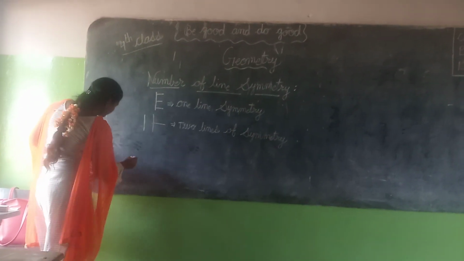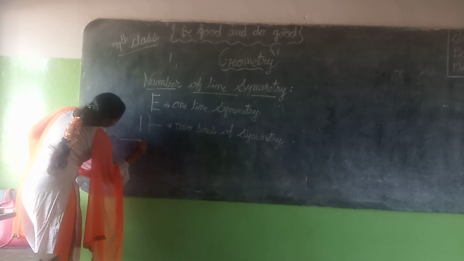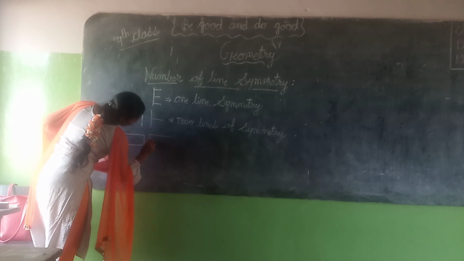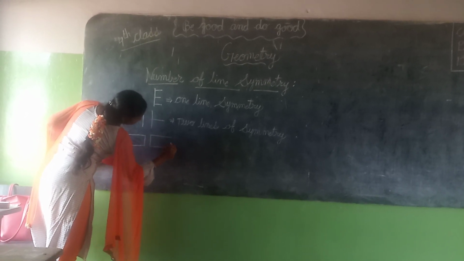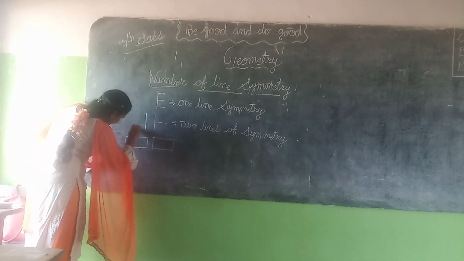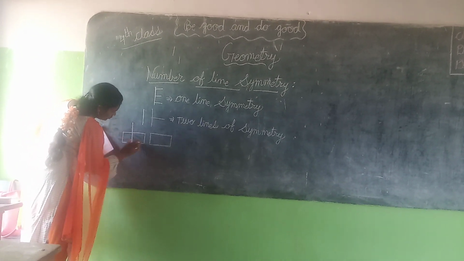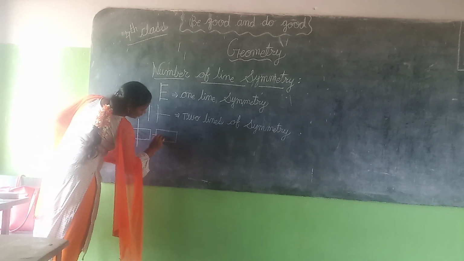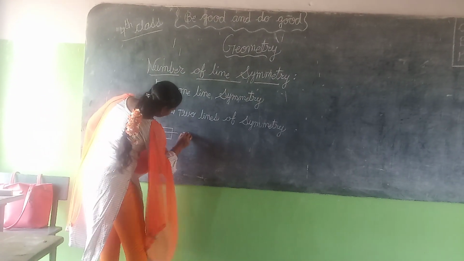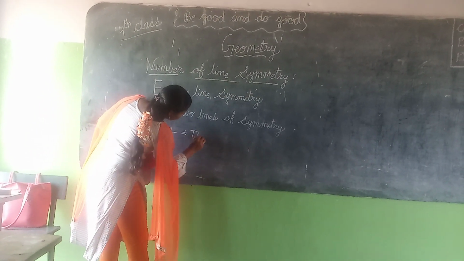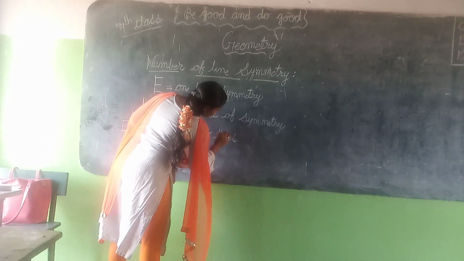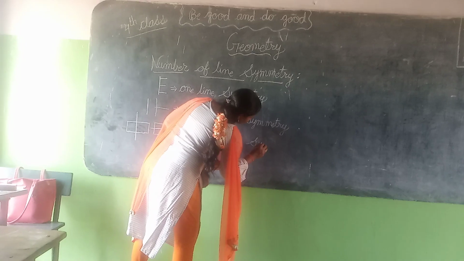Next, the third one. Draw a rectangle. A rectangle has opposite sides equal. In the rectangle, the vertical line divides it into two equal parts, and the horizontal line divides it into two equal parts. How many lines of symmetry? Two lines of symmetry, the horizontal line and the vertical line.